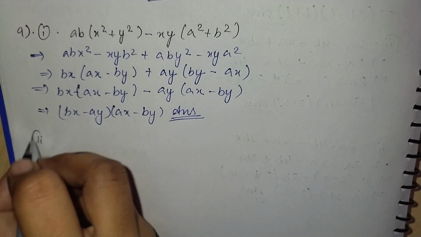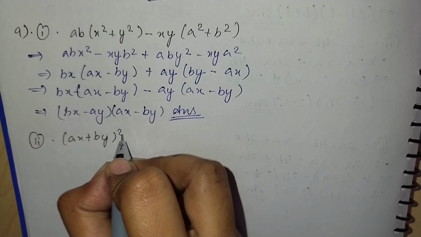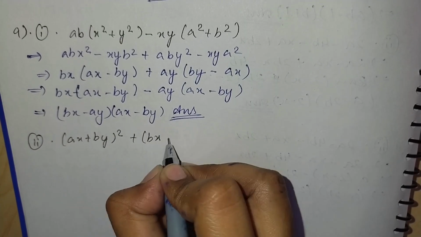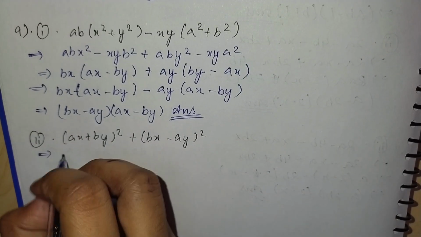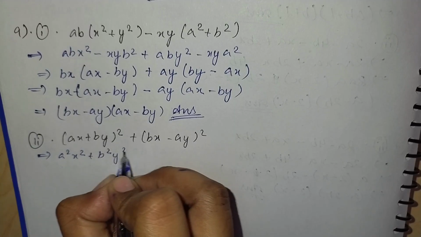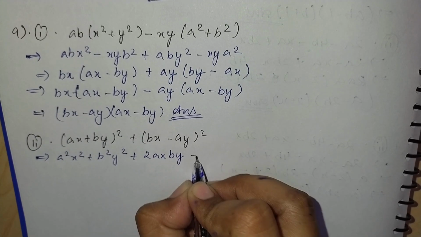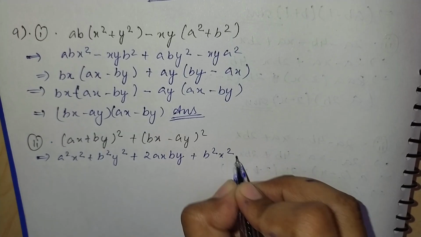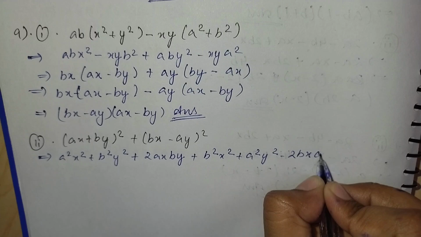Now the second part here is ax plus by whole square plus bx minus ay whole square. On taking the square here, we will get a square x square plus b square y square here plus 2axby plus b square x square plus a square y square minus 2bxay.